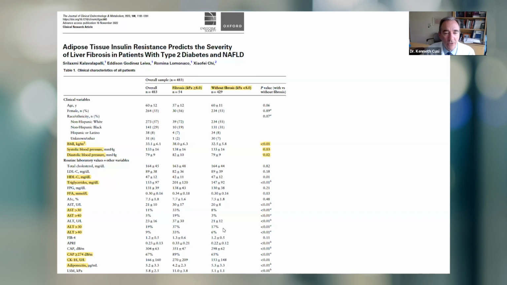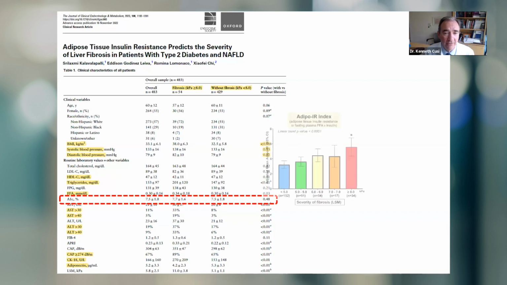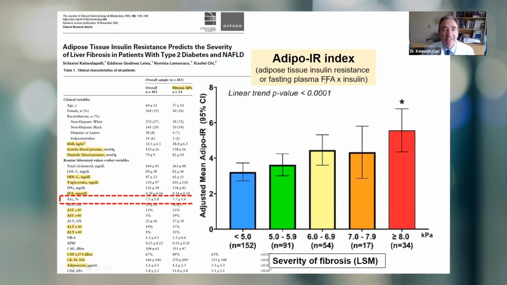But more importantly, you could see that their A1C was not different, 7.7 compared to 7.5. But what we did look at is whether the quality of that adipose tissue could play a factor. And we have an index that is similar to the HOMA for insulin resistance. HOMA is glucose times insulin. Here we use free fatty acids that are coming from the adipose tissue times the insulin level.